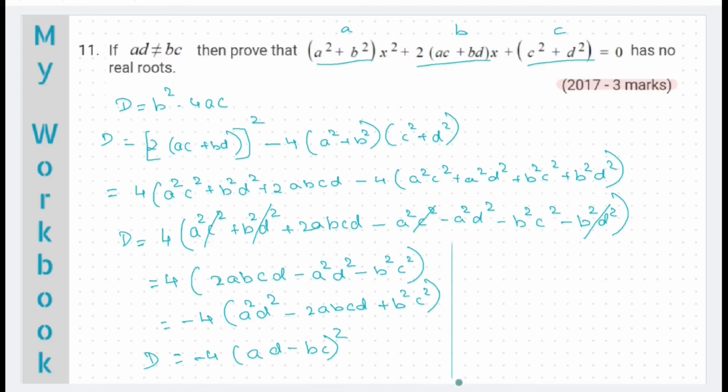So, as per the question, if AD is not equal to BC, then our discriminant minus 4 into AD minus BC square will always be less than 0. So, when the discriminant is negative or less than 0, what does it mean? The quadratic equation has no real roots.